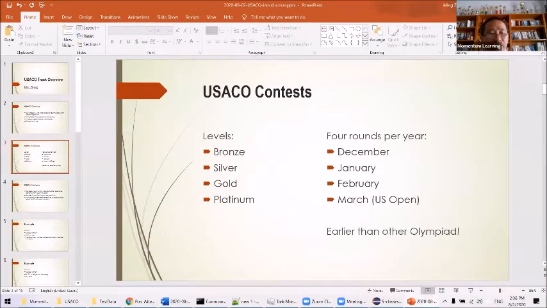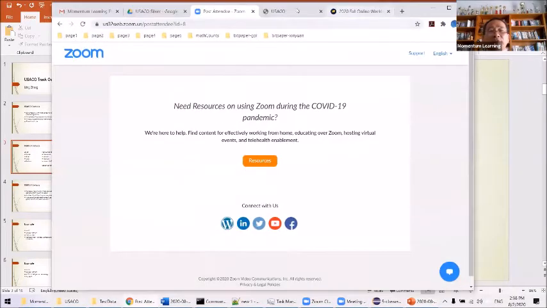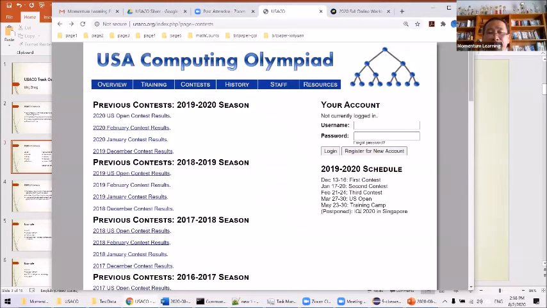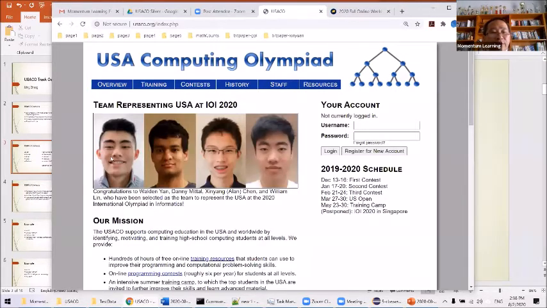So let me show you on this page here, USACO. This past season, 2019 to 2020, the training camp was actually between May 23rd to 30th. And then the USA team, do we have the team? We do have the team here. These 4 students are the USA team for season 2020.